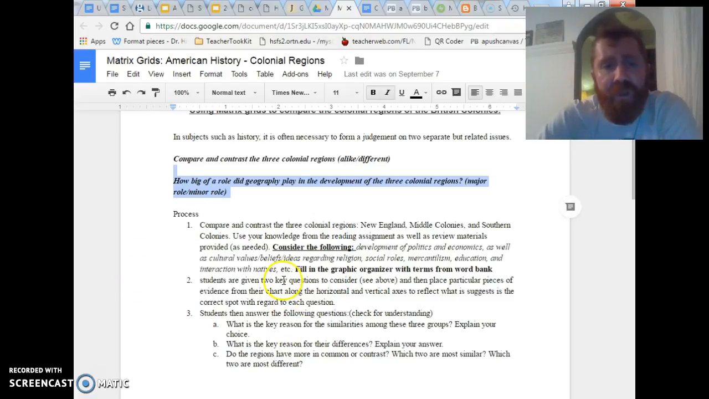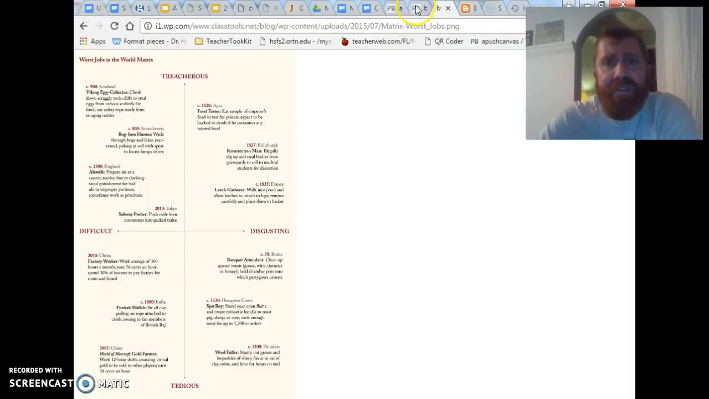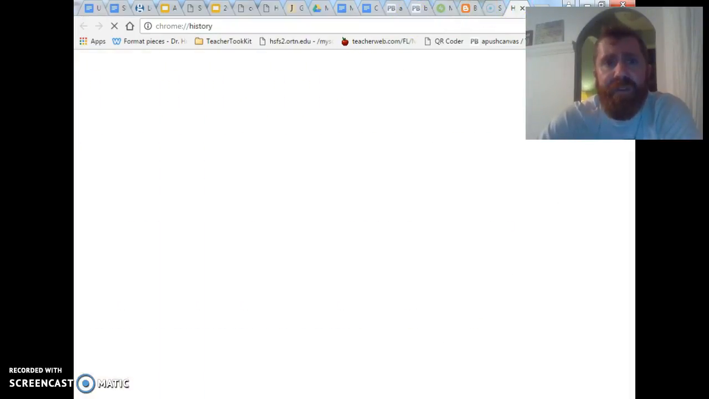Your ultimate goal here is to place particular pieces of evidence from your chart along the horizontal and vertical axis to reflect what you suggest is the correct spot with regard to each question. So what should this look like when I'm talking about these axes, or axes, I think it is. So this is a, let's see if I have it.